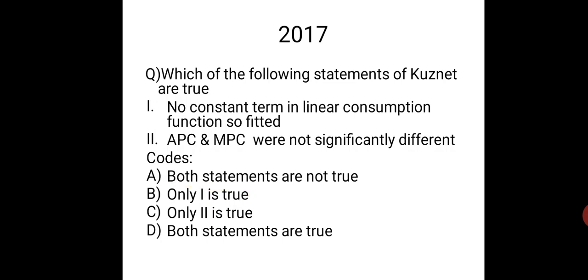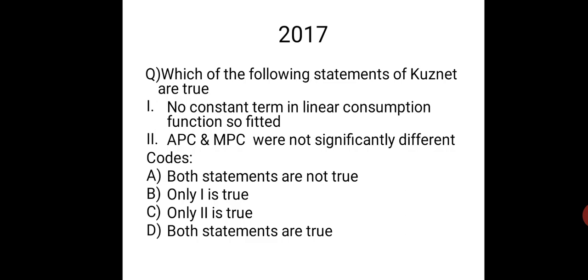Which of the following statements of Kuznets are true? So you can see that there is a stress on Kuznets consumption function recently. So please make sure that you concentrate on Kuznets consumption function or Kuznets paradox. Okay. Which of them are true? No constant term in linear consumption function. So fitted MPC and APC are not significantly different. This is a kind of repetitive question that has been asked previously, but in different words. Right? No constant term.